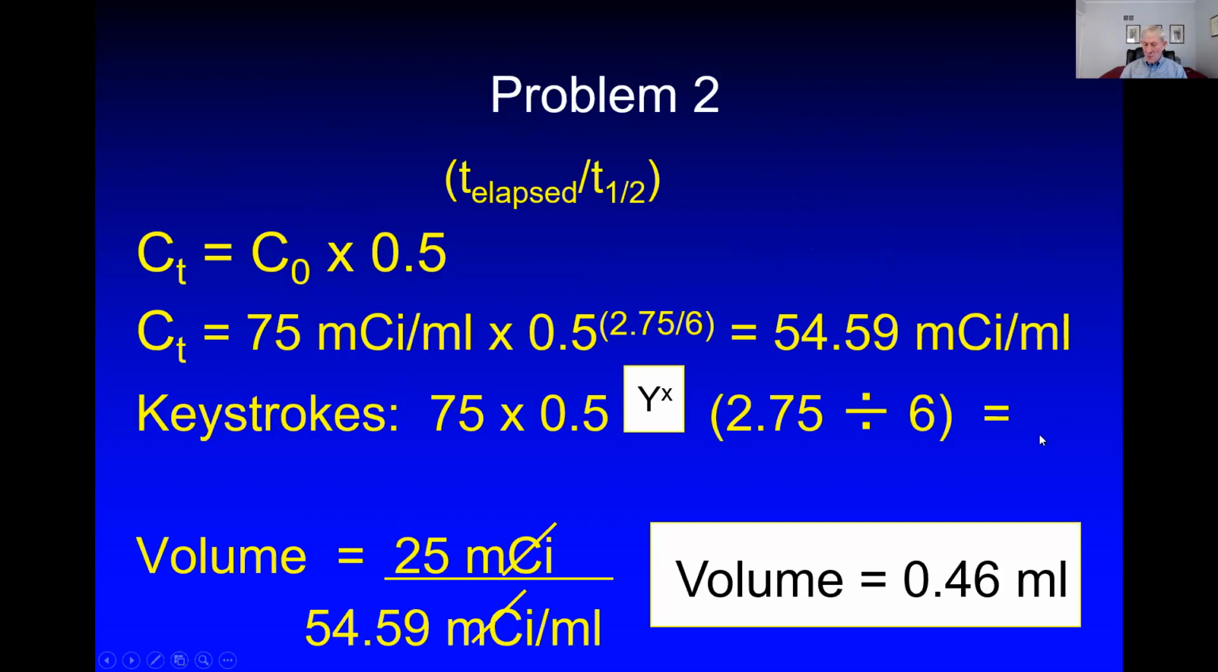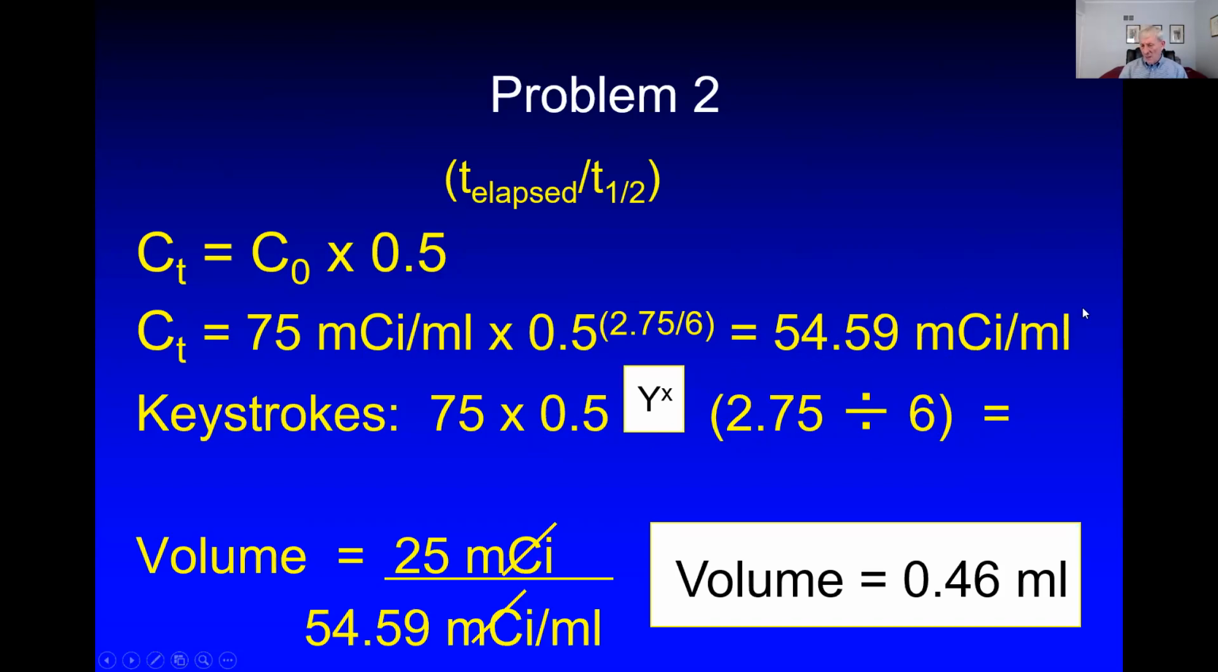And if you crunch through these numbers, here are your keystrokes. Please give them a try. 75 times 0.5, Y to the X key, open your parenthesis, 2.75 divided by 6, close your parenthesis, and you must punch equals. If you don't punch equals, what's in the display is simply the value of that fraction. When you punch equals, here's what you get. 54.6 millicuries per milliliter. Our linear guess was a little bit more than 50, so we're good.